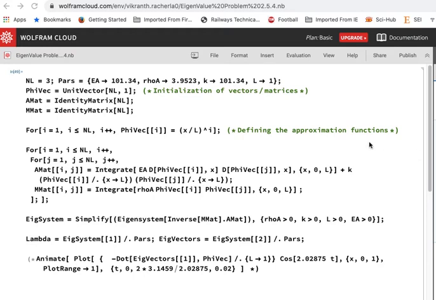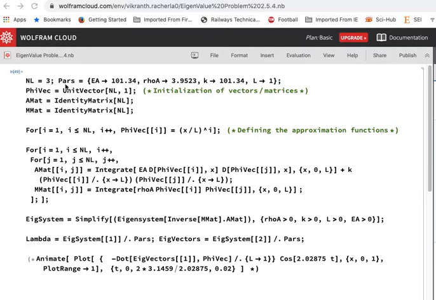This is the program I had written in Mathematica in order to get a 3-parameter approximate solution. I have modified it a little bit from what it was in the last class. Instead of capital N, I am taking the 3 parameters as capital N. I am using the expression NL to denote the number of CJs that we are going to have. In this case, that is 3.